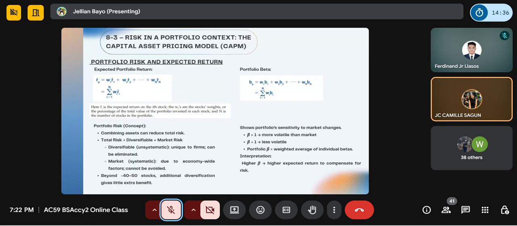So the interpretation regarding risk and return is higher beta to higher expected return. Investors require a higher expected return on portfolios with a higher beta to compensate for the greater market risk or volatility they are taking on. So higher beta, higher expected return to compensate for their risk.